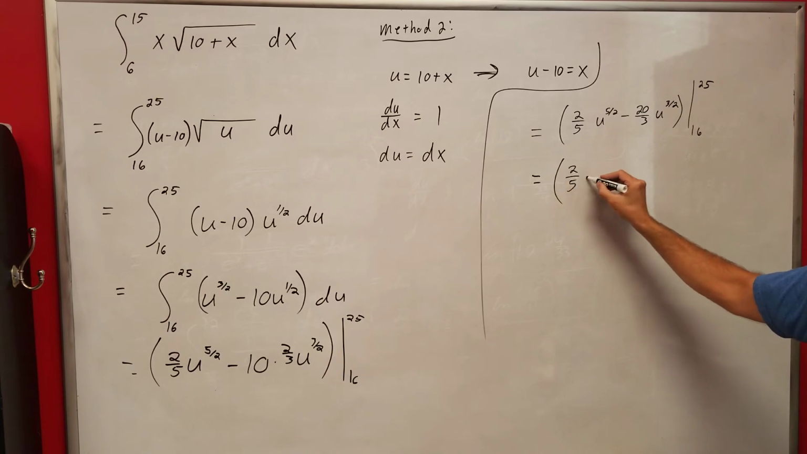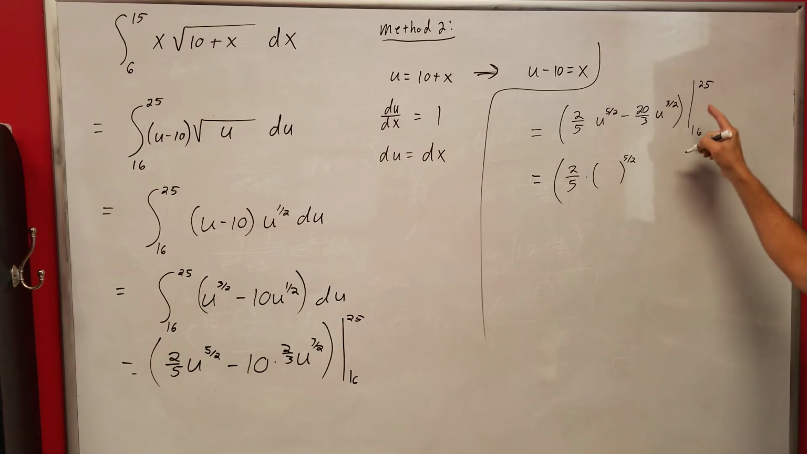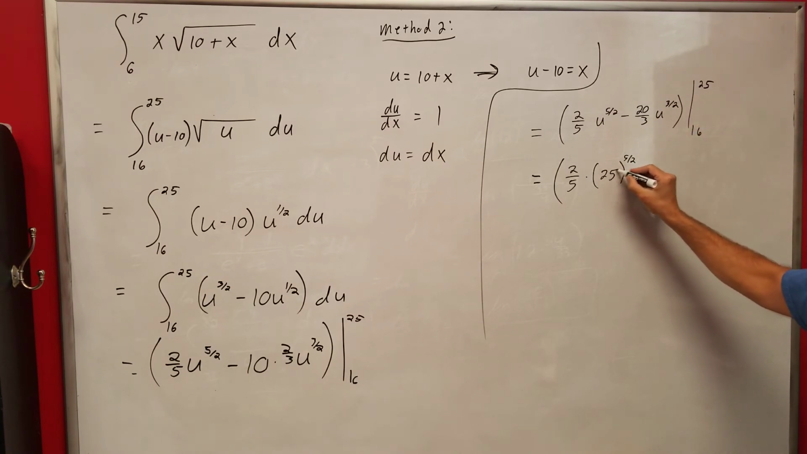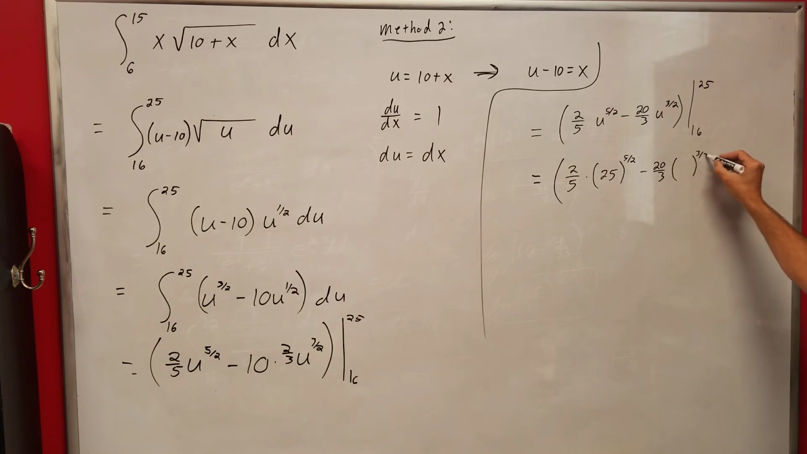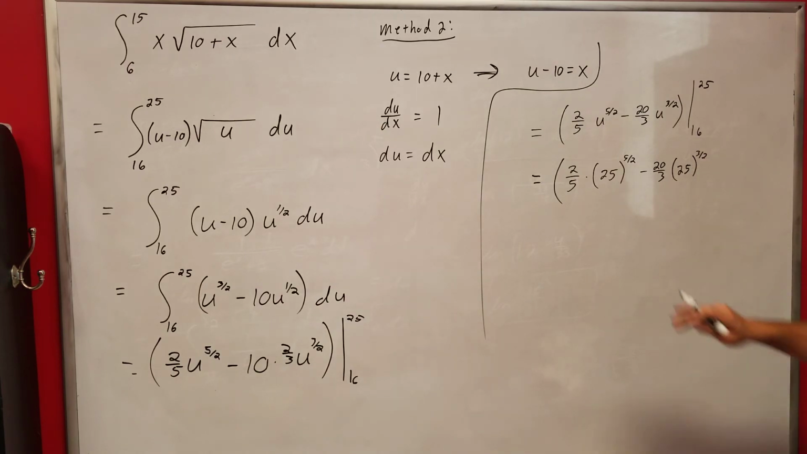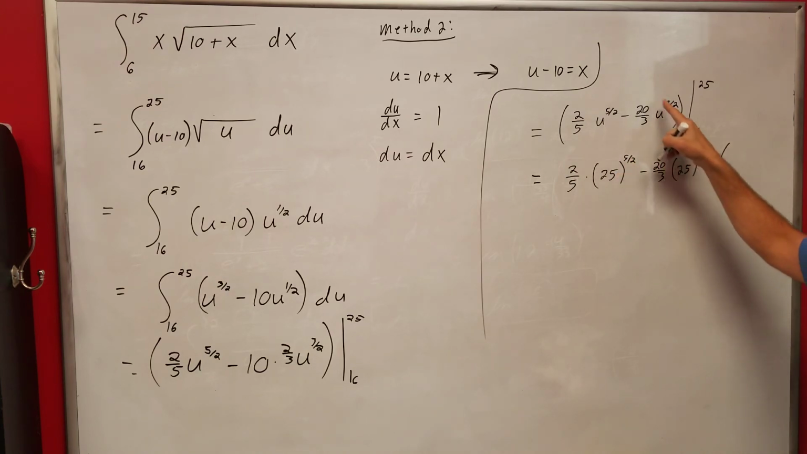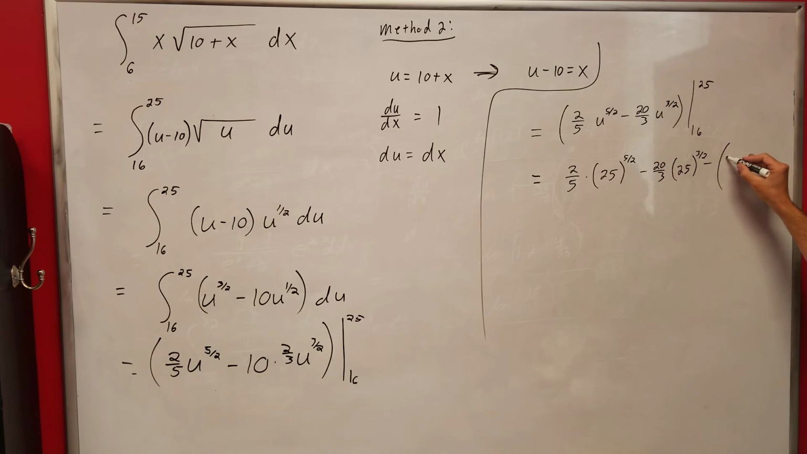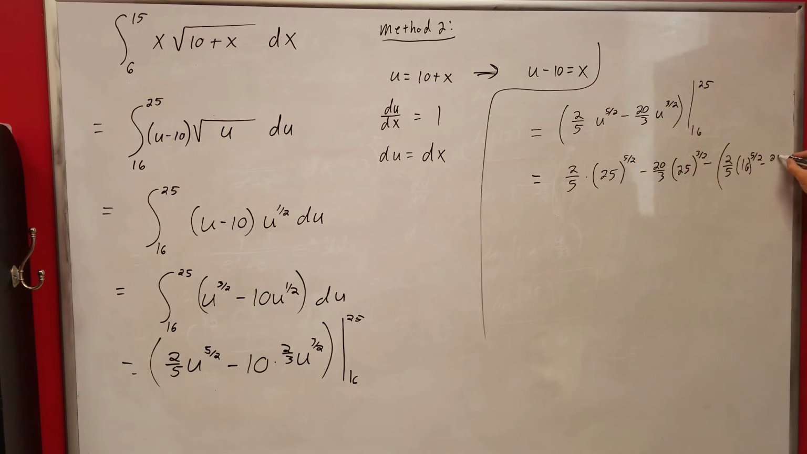So I have 2/5 times u to the 5/2, and I'm going to substitute in 25 here. Minus 20/3 times u to the 3/2, which is 25 to the 3/2. Minus this stuff here, evaluated at 16. So that's 2/5 times 16 to the 5/2 minus 20/3 times 16 to the 3/2.